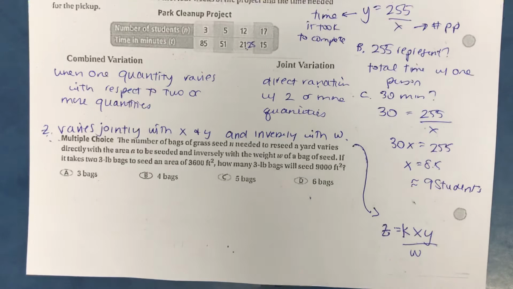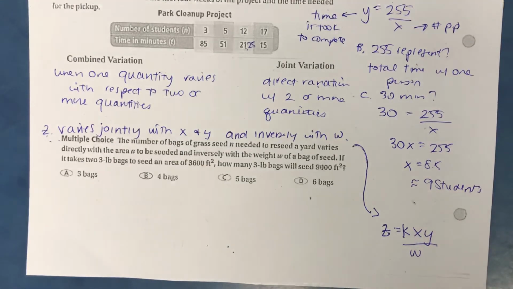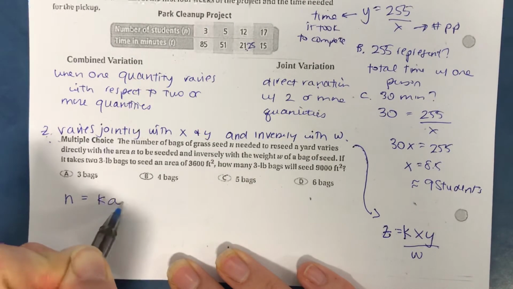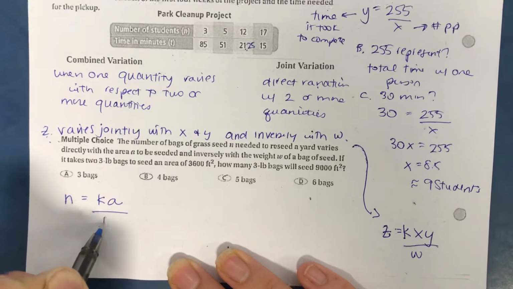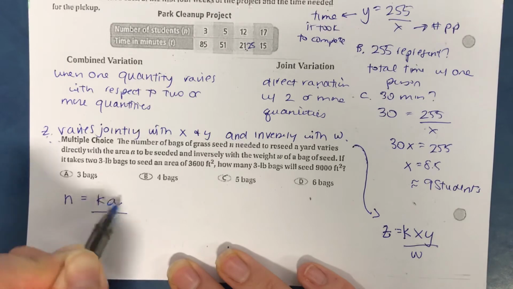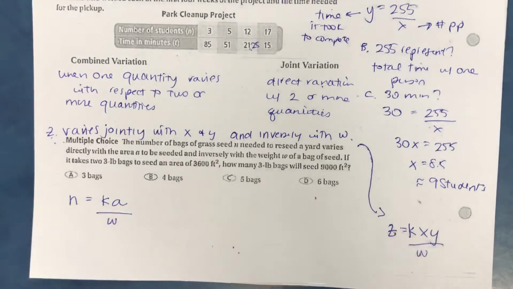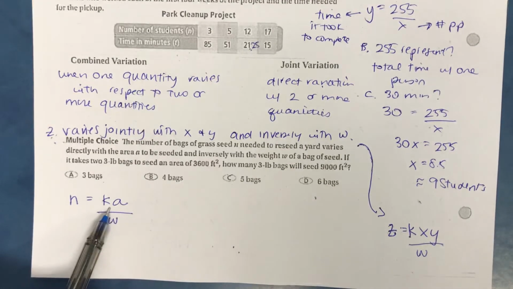Okay, last problem. The number of bags of grass seed N needed to reseed a yard varies directly with the area A to be seeded and inversely with the weight W of a bag of seed. If it takes 2 3-pound bags to seed an area of 3,600 feet squared, how many 3-pound bags will seed 9,000 feet squared? So let's make a function. So it tells us that the grass seed varies directly with the area and inversely with the weight. So here was my direct idea, here's my inverse idea. But we need to actually solve things this time. So that tells us we need the constant of variation.